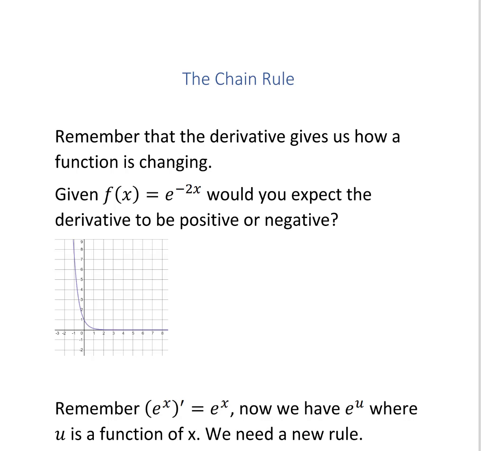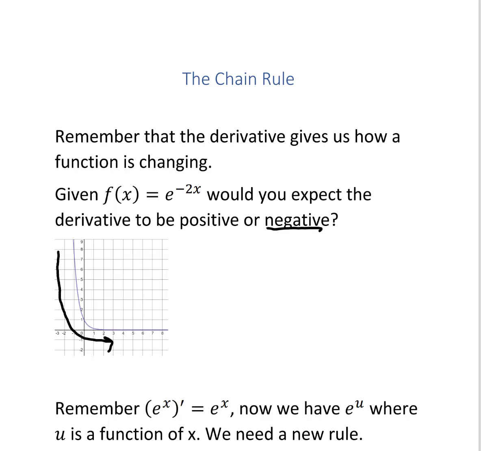Remember that the derivative gives us how a function is changing. So we can see in the graph of f of x equals e to the negative 2x that the function is decreasing. So what would we expect our derivative to be? Would it be positive or negative? Hopefully you're thinking that the derivative should be negative because we can see this function is decreasing.